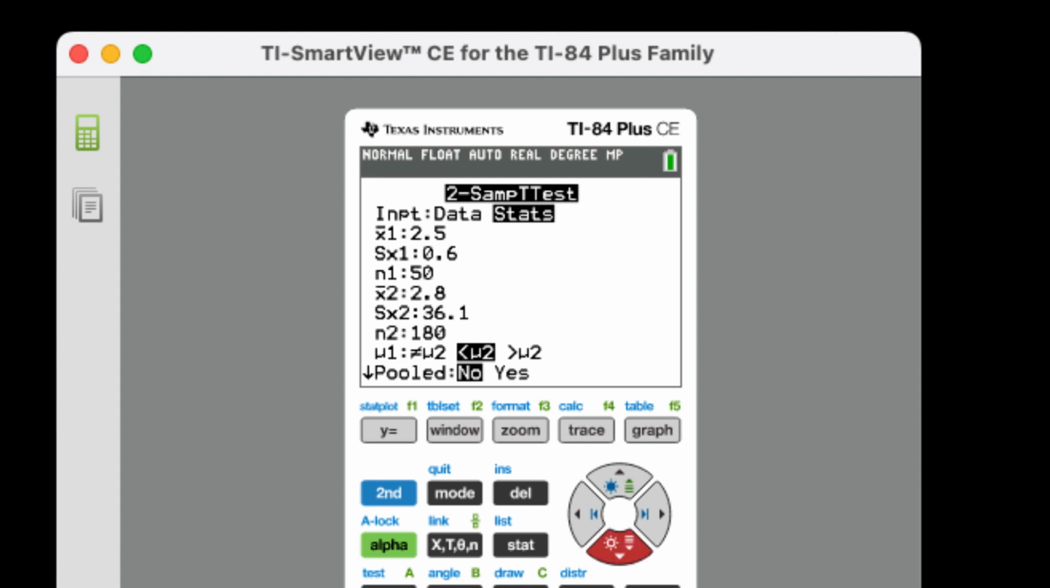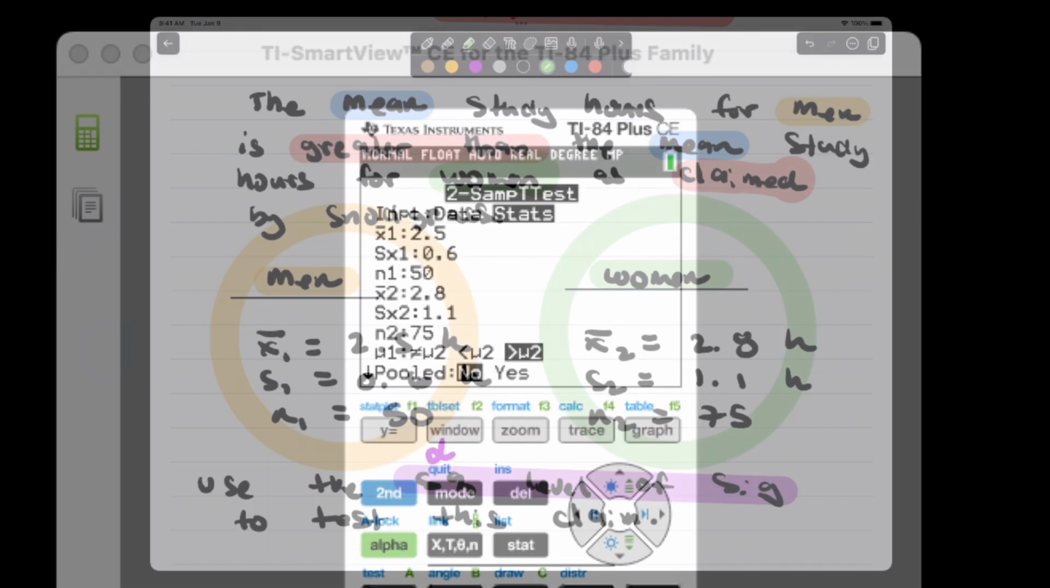Sample standard deviation is 1.1. What's your sample size? 75. What kind of test is this, ladies and gentlemen? Do you know what kind of test this is? You guys want to tell me?